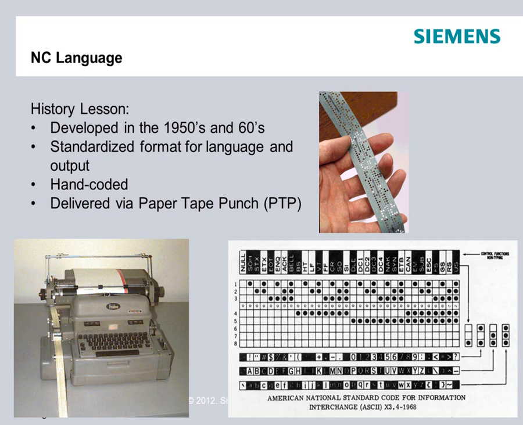Initially these were hand coded, so somebody would sit down at a special typewriter called a Flexowriter and then type out the words one by one, G00, G90, G71. And then it was typically delivered to the machine via a paper tape punch. In fact, if you'll notice on our NC code today, the extension for the files that we send to the machine for Siemens is called PTP, short for paper tape punch.